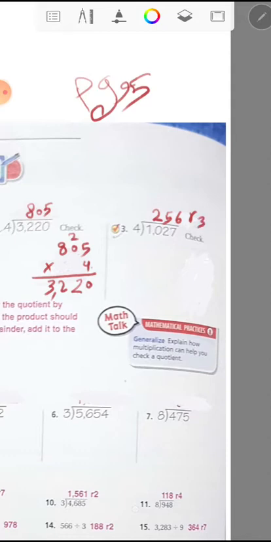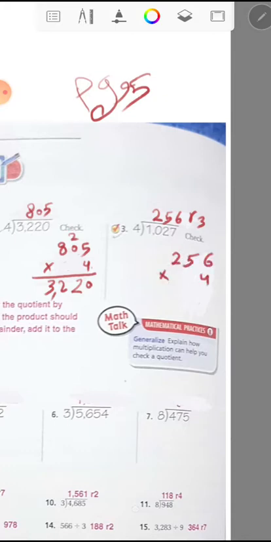If I want to check my answer, I told you if there is a remainder, I have to multiply the quotient with the divisor and add the remainder, and the answer will be the dividend. Okay, so let's multiply the quotient with the divisor.